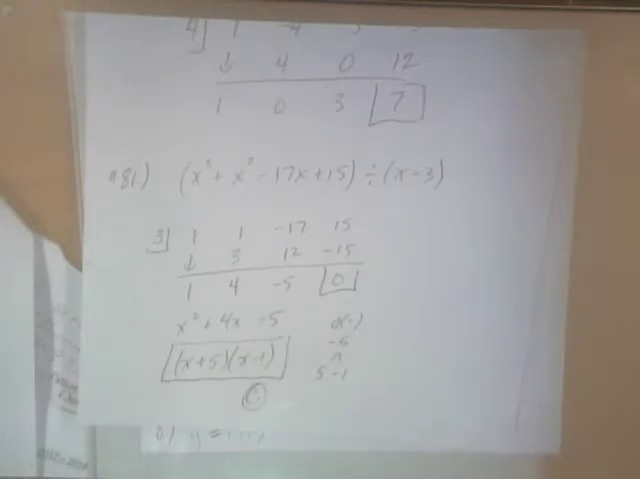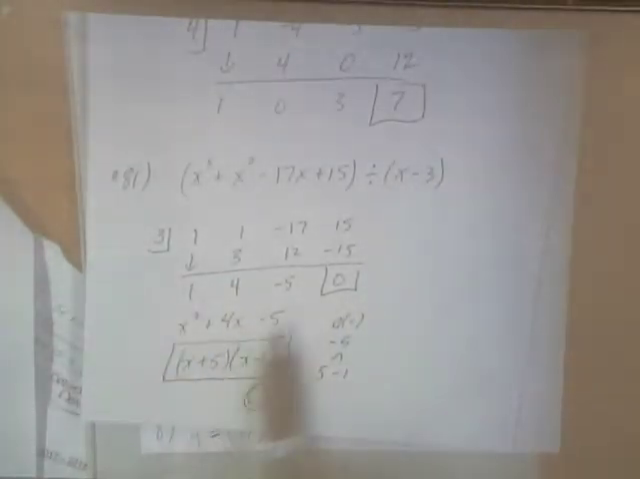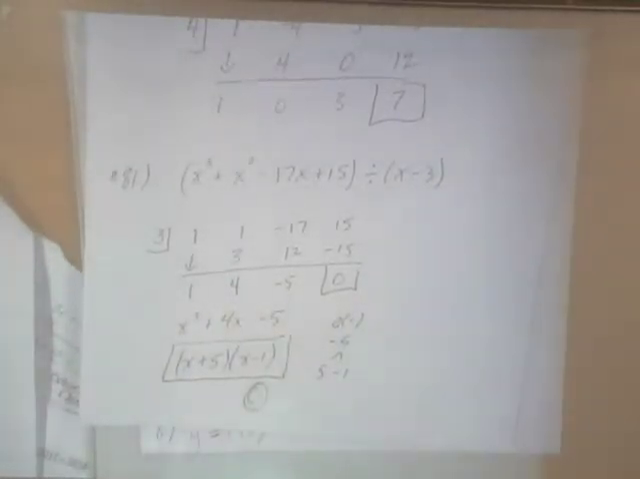Everybody okay there? So I was able to pull out that first factor, get rid of that, and that left me with a quadratic, and I was able to factor that to find the other two factors. All right, 82.